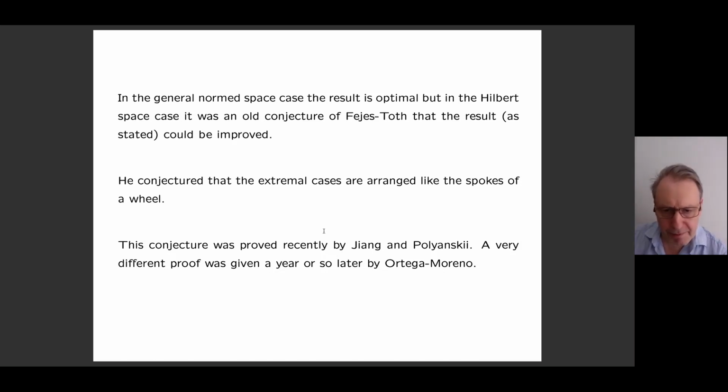And this conjecture was proved recently, a few years ago, by Zhang and Polyansky. And then about a year later, a very different proof was given by my student Ortega Moreno. So this has actually been solved. And if you're interested in this sort of topic, I recommend both of these papers. They're both absolutely gorgeous papers. The arguments are very, very beautiful, and well worth having a look at.